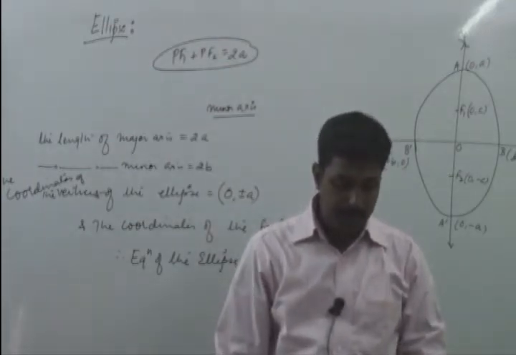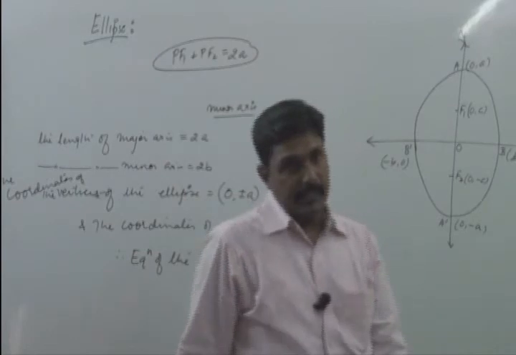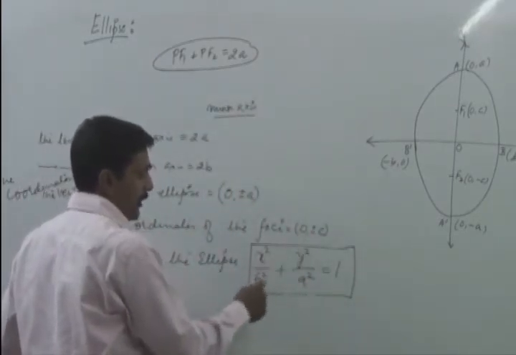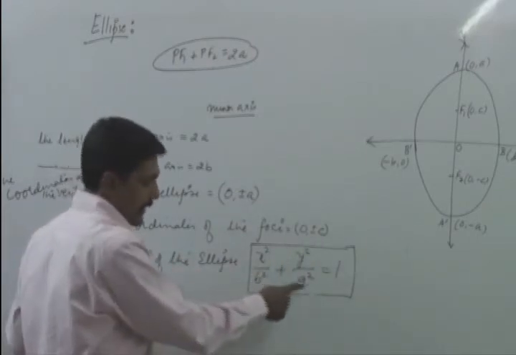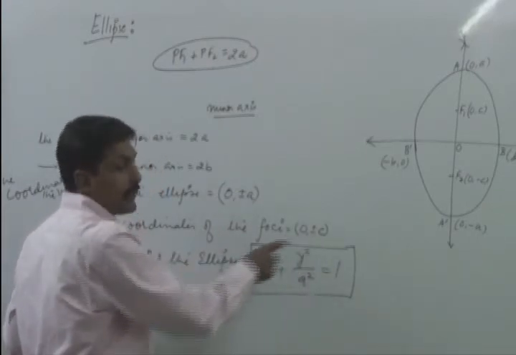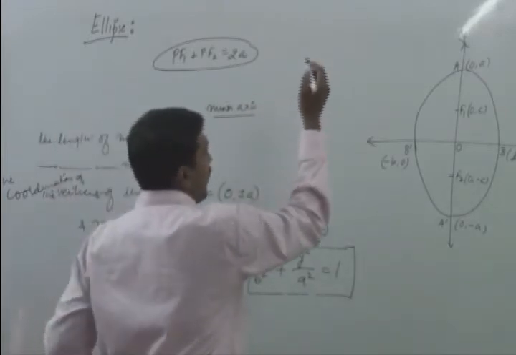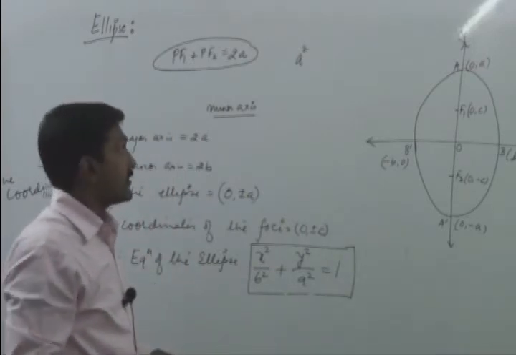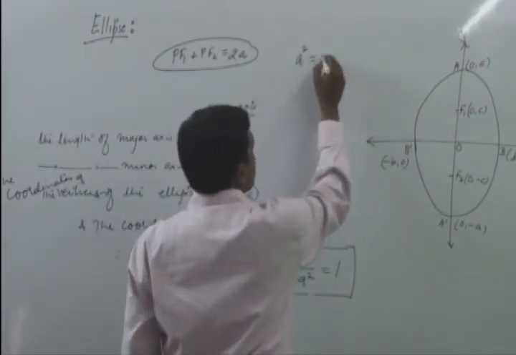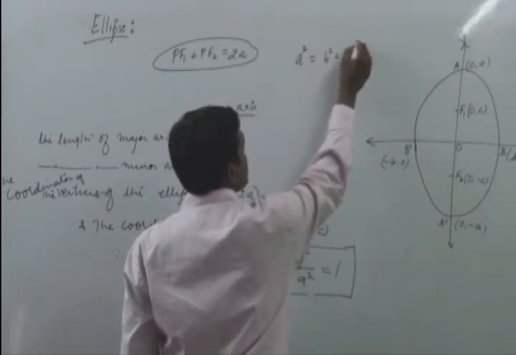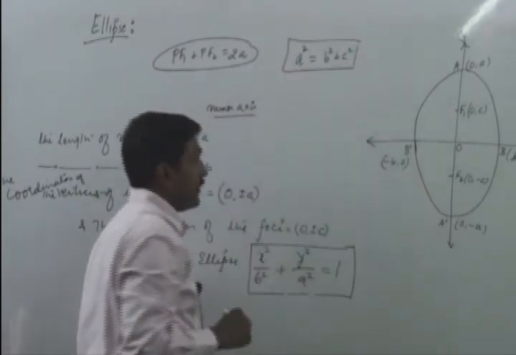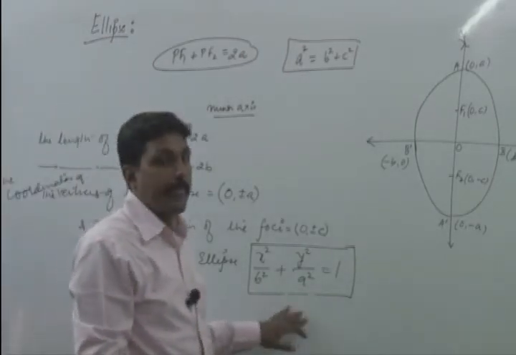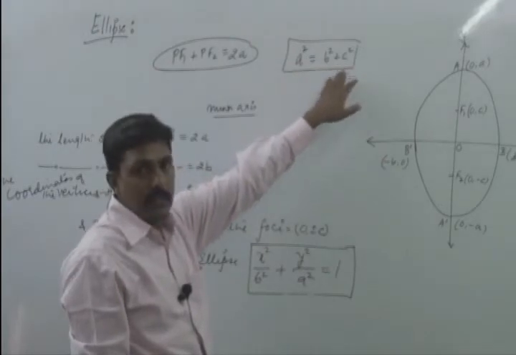the relation between a, b and c. As we know, we are given three different constants, a, b and c. So the relation between a, b and c is: since a is the semi-major axis, a² equals b² plus c². This is the relation between these three important constants: a² = b² + c².